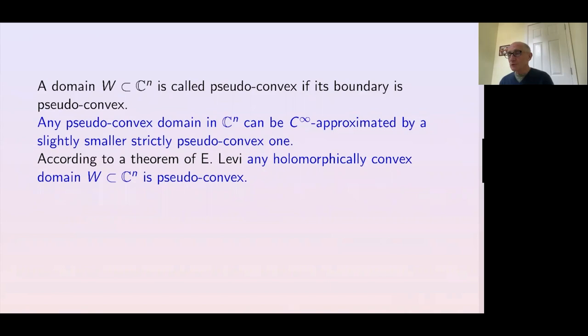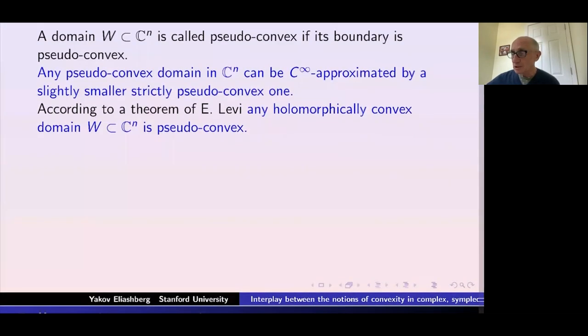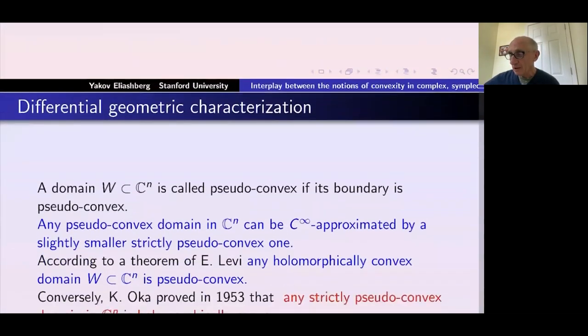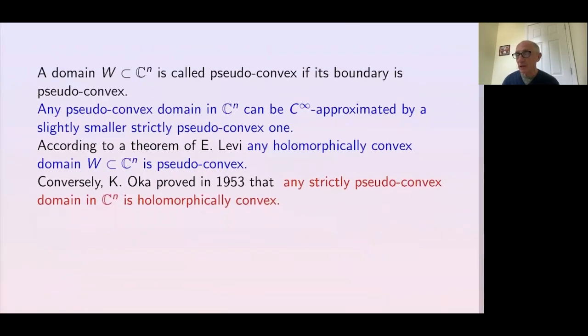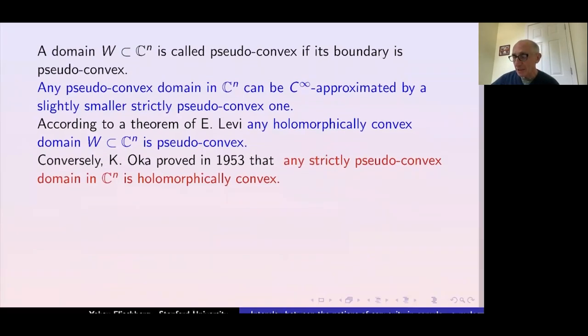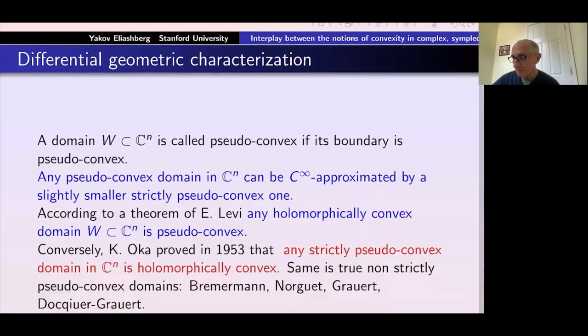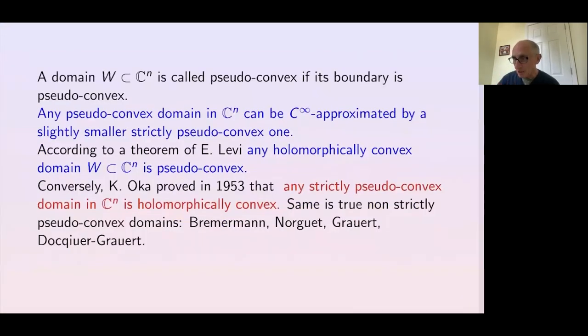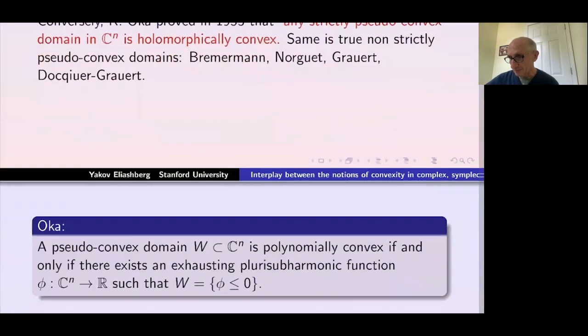So Levi proved that holomorphic convexity implies pseudo-convexity, and he conjectured that the converse is true. This was called the Levi problem. For domains in CN, it was settled by Oka, who proved that a strictly pseudo-convex domain in CN is holomorphically convex. It then required many years of development, culminating in work upgrading it to weakly pseudo-convex domains and also to other manifolds, but I'm not going in this direction.